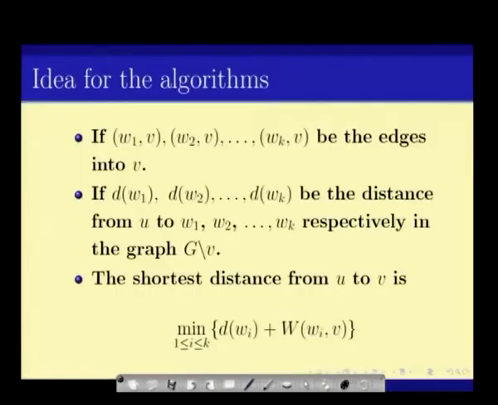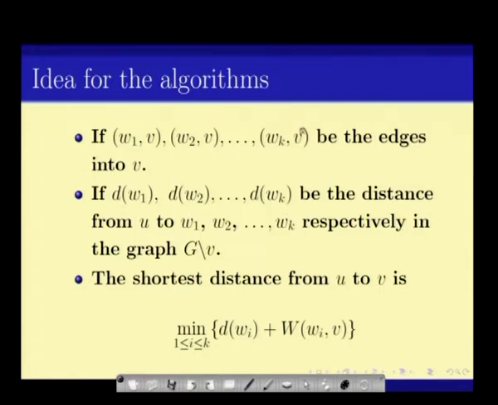Before the break, we were looking at finding the shortest distance from a point to another point. As we described the algorithm, let us say I look at all my neighbors, W1, W2, ..., Wk, which are the edges into V. I first ask what is the distance of u to w1, from u to w2, and u to wk, and write them as dw1, dw2 to dwk.